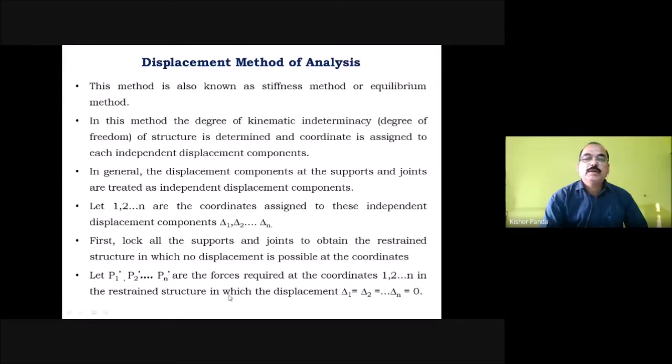That you have to find out, in which the displacements delta 1, delta 2, and delta n are equal to 0. Because you have restrained all the supports and joints, no displacement takes place, and you have to find out the forces at each coordinate direction.